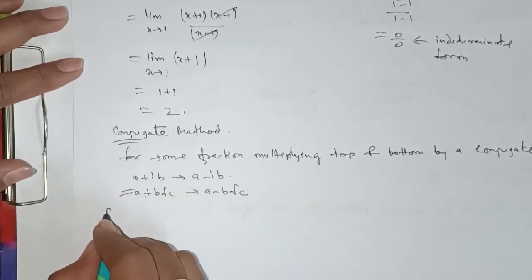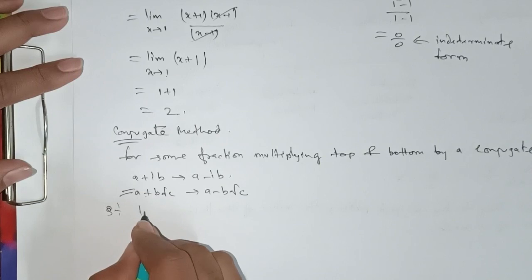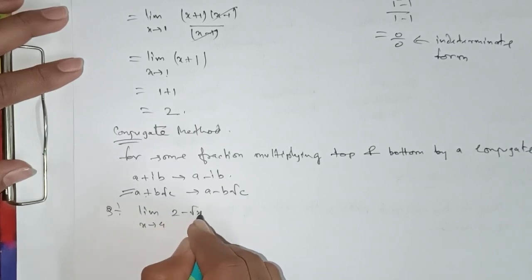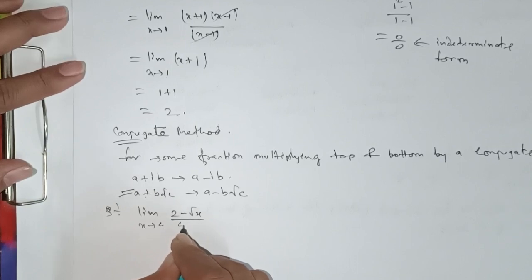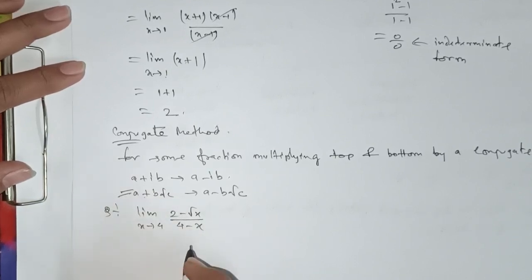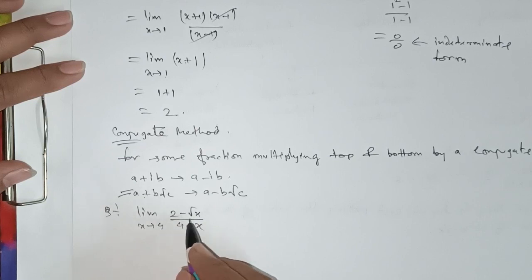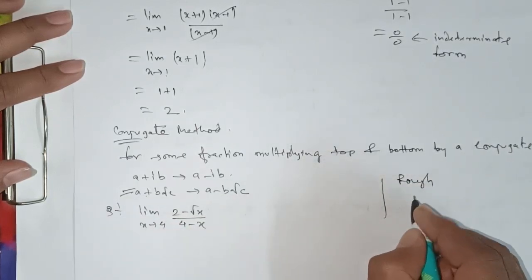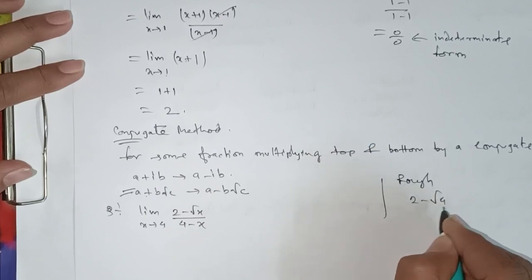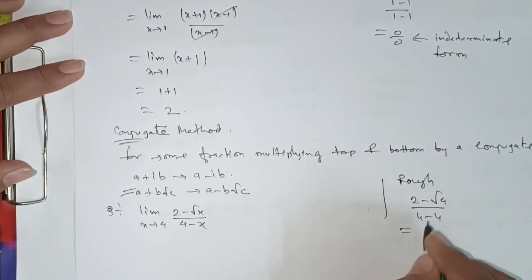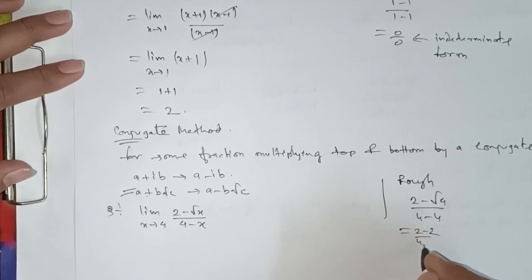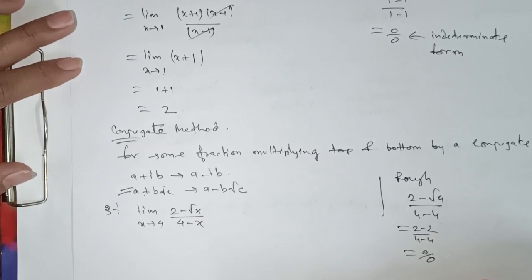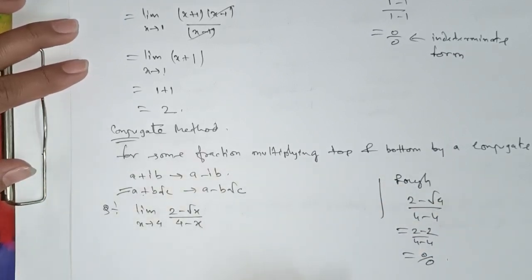So one problem we'll see: limit x tends to 4, (2 minus root x) by (4 minus x). If you substitute 4 directly, as rough work, that is 2 minus root 4 by 4 minus 4. That is 2 minus 2 by 4 minus 4, which gives us 0 by 0, an indeterminate form. So directly substituting the value, you will not get the answer.